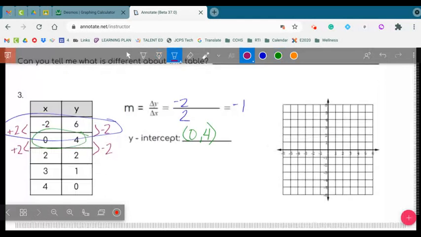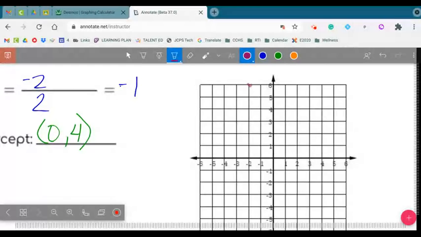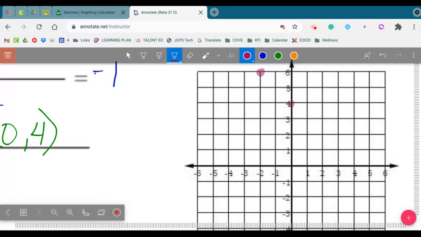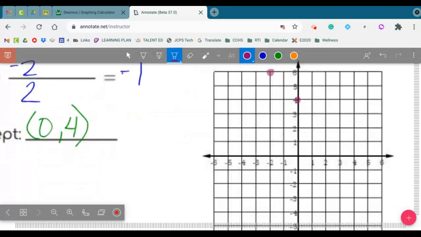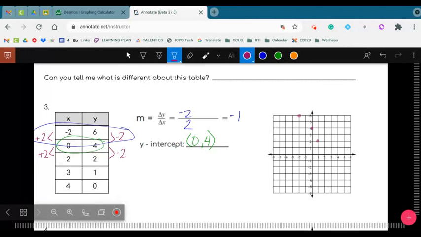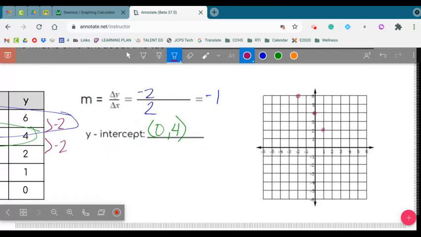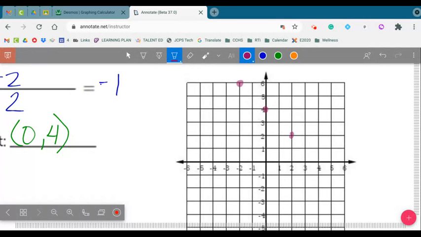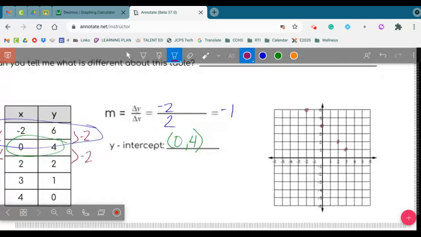So we have -2, 6, 0, 4, 2, 2, oh, I graphed that one wrong. 2, 2, 3, 1, and 4, 0.